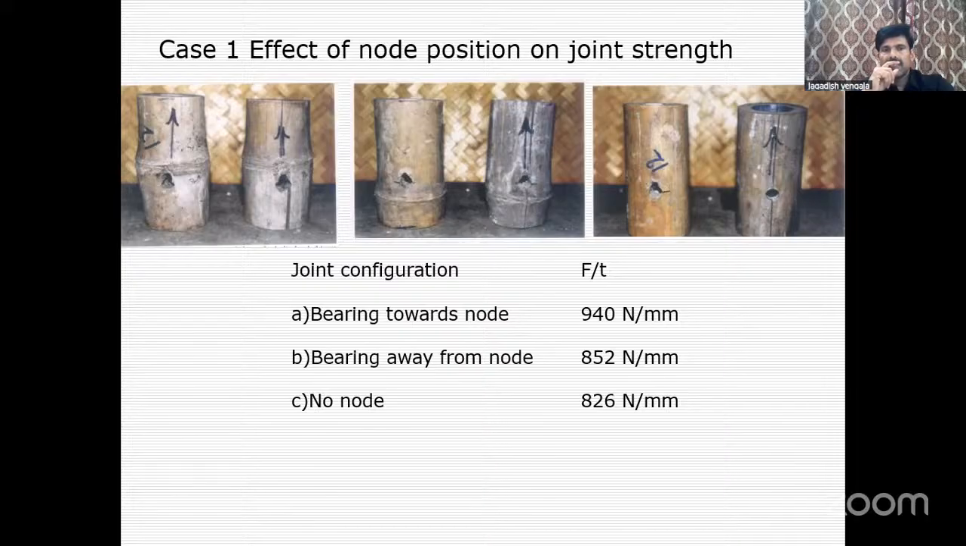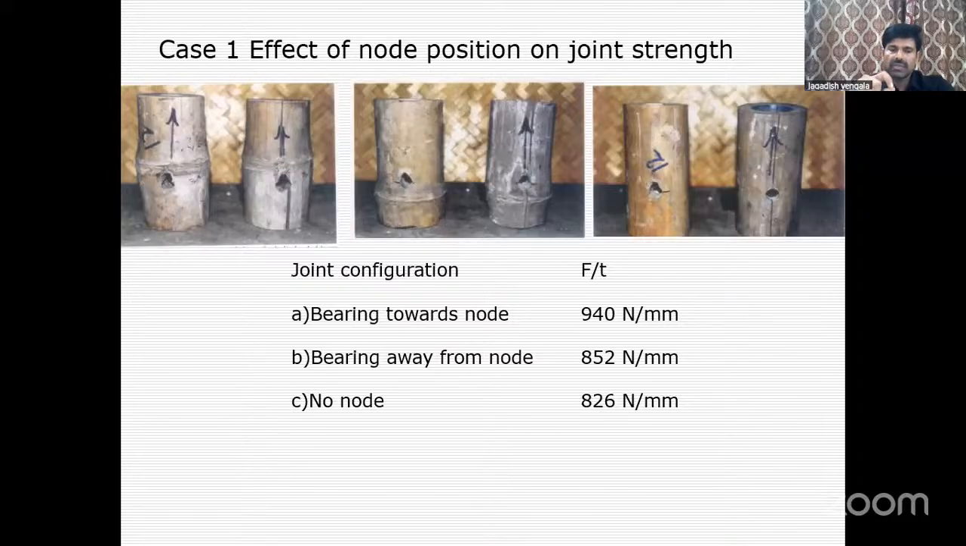In the next case, we placed the bolt away from the node, that means above the node, and then applied the load. Even though it is near a node, that node portion gave a little advantage. You can see 852 Newton per mm. Now if there is no node and you just apply the load, it splits. The force it took is less, 826. Almost 125 Newtons of extra load you get by placing the bolt below the node. So based on this experiment, you can easily tell.